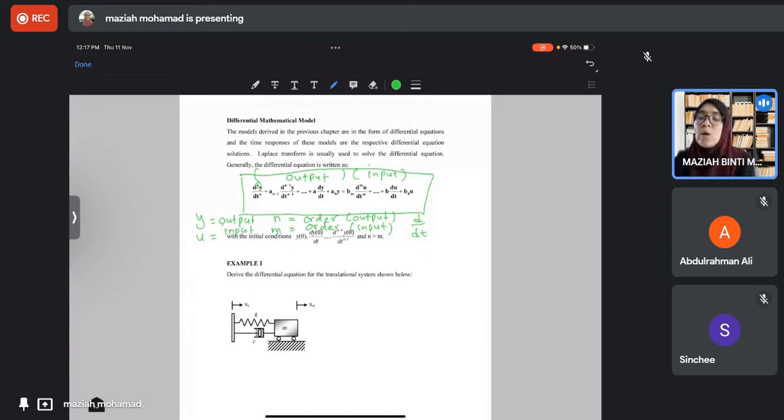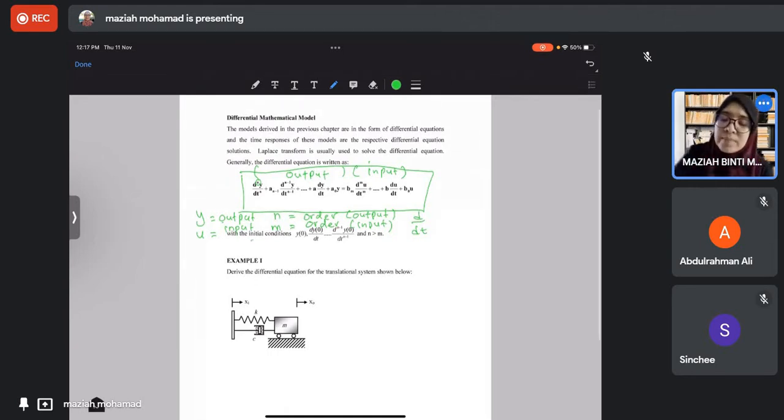Okay, so you can see all the terms that contain y, the output, will be on one side. And on the other side are all the terms that contain the input, which is u. Okay, and then of course when we talk about ODE, we have initial conditions.